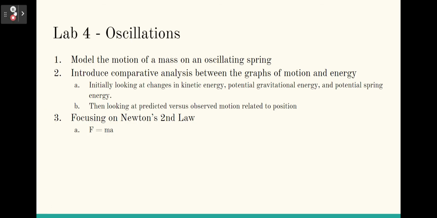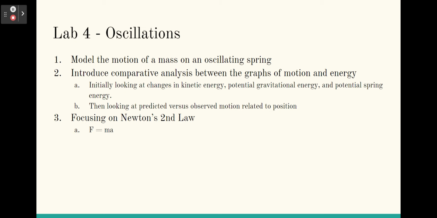Lab 4 is all about oscillations. The point of this lab is to model the motion of a mass on an oscillating spring. First, we're going to introduce comparative analysis between the graphs of motion and energy. Initially, we're going to be looking at changes in kinetic energy, potential gravitational energy, and potential spring energy. Then, we're going to look at the predicted versus observed motion related to position.